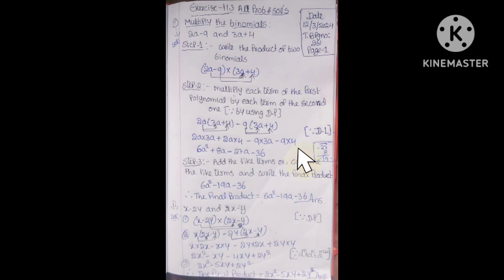Next, take the product of the coefficients, then write the variables. 2 times 3 is 6. Next, a into a is a square. Plus 2a into 4: product of the coefficients, then variables. So 2 times 4 is 8, variable a, 8a. Minus, product of the coefficients, 9 times 3 is 27, a; minus 9 times 4 is 36. This is step 2.